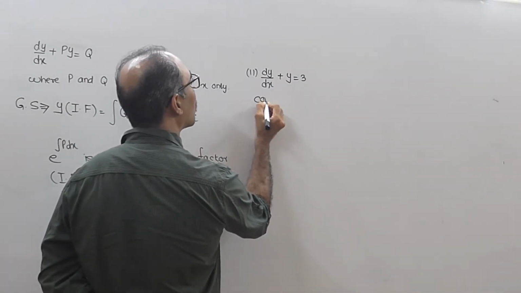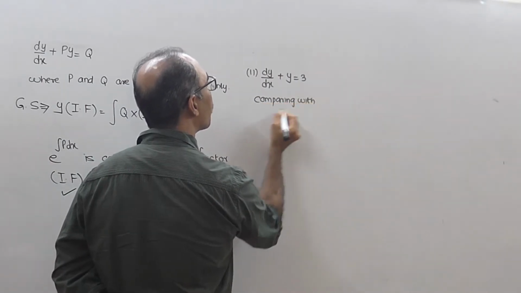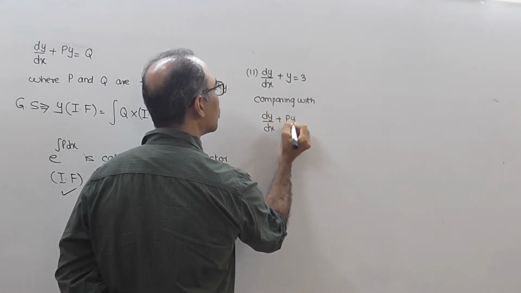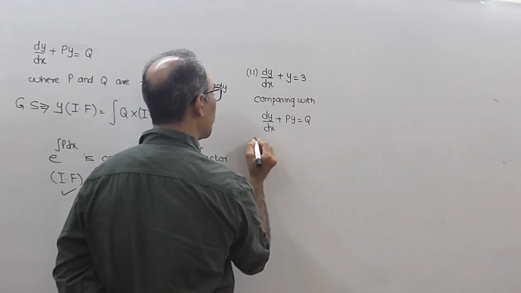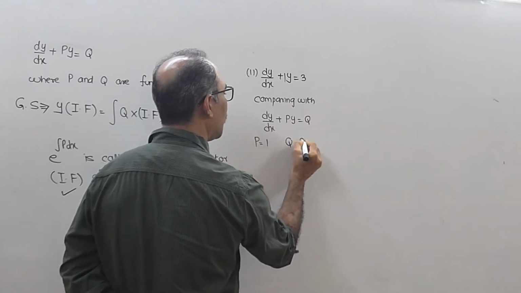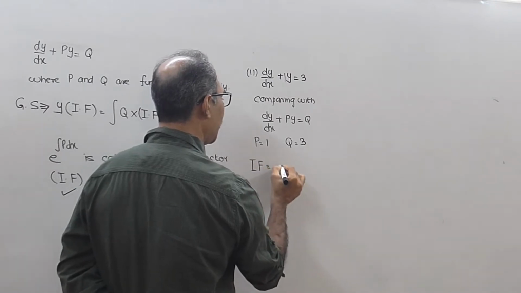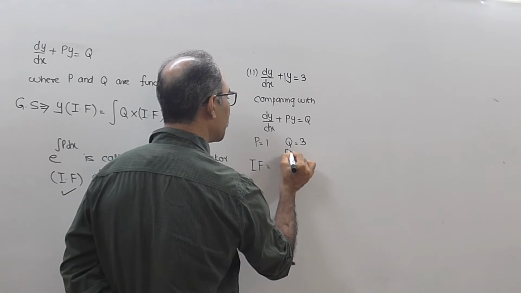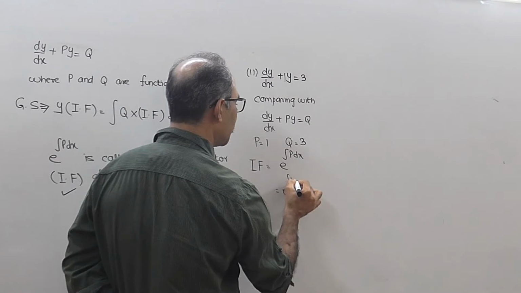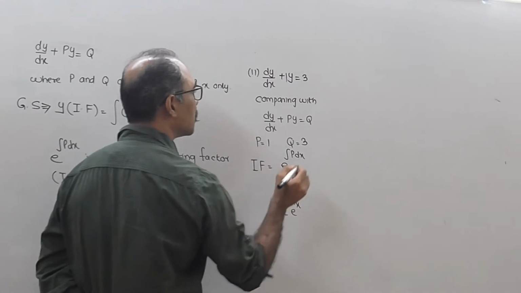Now comparing with dy by dx plus Py equal to Q, we get P equal to 1, because the coefficient of y is 1, and Q equal to 3. So let's find the integrating factor. Integrating factor is e power integration P dx, that is equal to e power integration 1 dx. The integration of 1 is x, so the answer is e raised to x.